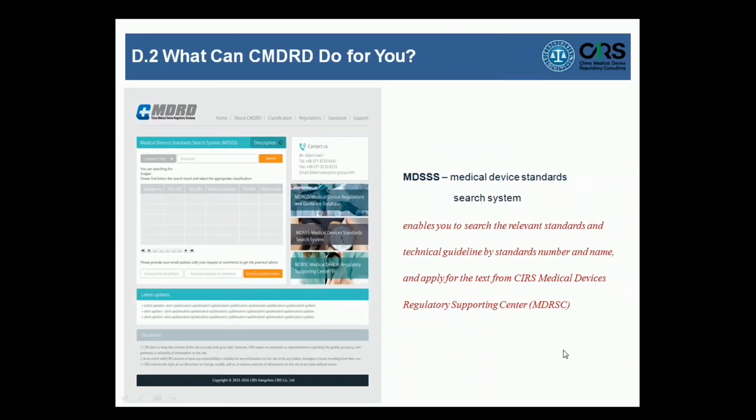The medical device standards search system contains the national standards, industrial standards, and technical guidelines on medical devices in China. The product technical requirements for medical devices shall comply with the relevant China national standards. It is the most important document for evaluating product safety and effectiveness, and is an appendix of the medical device registration certificate.